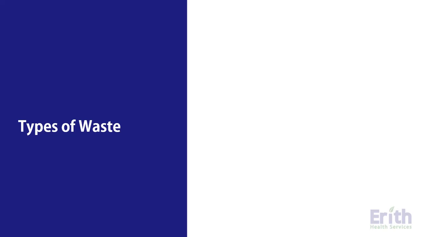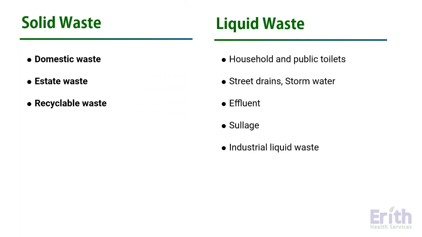Types of waste. Waste can be categorized into three major groups. These are solid, liquid, and gaseous. Examples of waste: solid waste and liquid waste. Solid waste: domestic waste, rubbish, ashes, house sweeping, and other bulky waste. Estate waste, that is industrial, municipal, agricultural, hospital, demolition and construction activities. Liquid waste: household toilets, public toilets, street drains, storm water, effluent, sewage, and industrial liquid waste.